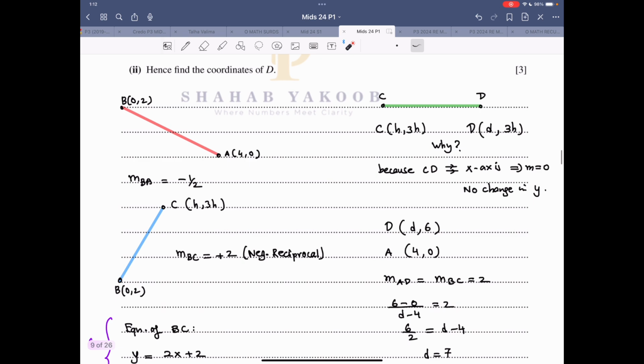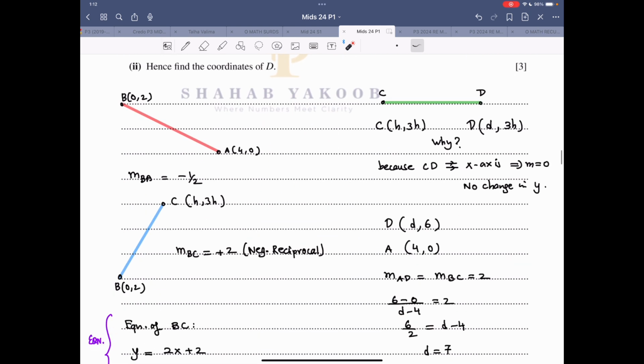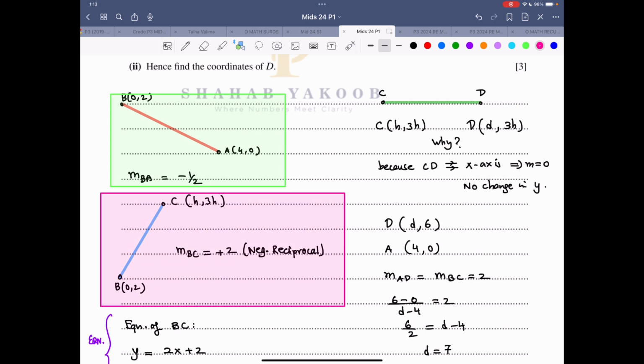Now step number 1, that is this. This is B, this is A, that is the gradient of BA. As you can see, it has a negative gradient, which makes common sense because the diagram says so. And then C is h comma 3h, B is 0 comma 2, gradient of AB is negative reciprocal. So let me just highlight this thing. Let me choose a nice color, a green color. This is the first step. And then we have the second step, that is this thing. That is the second step.